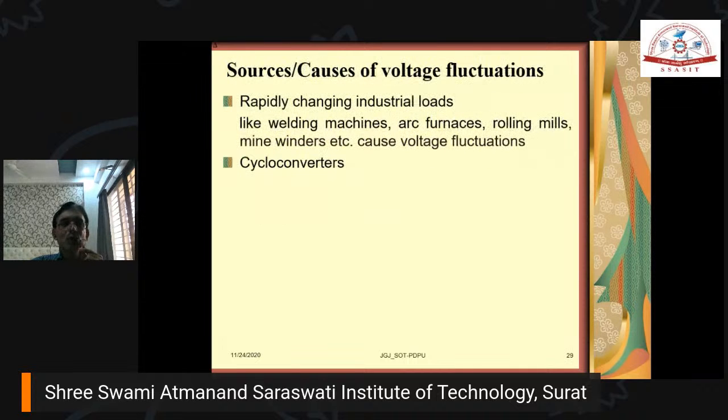Then what are the sources or the causes of the voltage fluctuation? So rapidly changing industrial loads are responsible for the voltage fluctuations. For example, welding machines, arc furnaces, and also the induction furnaces, roughing mills, then winders cause voltage fluctuations, and also the cycloconverters. Now, these are the sources or the causes of the voltage fluctuations.